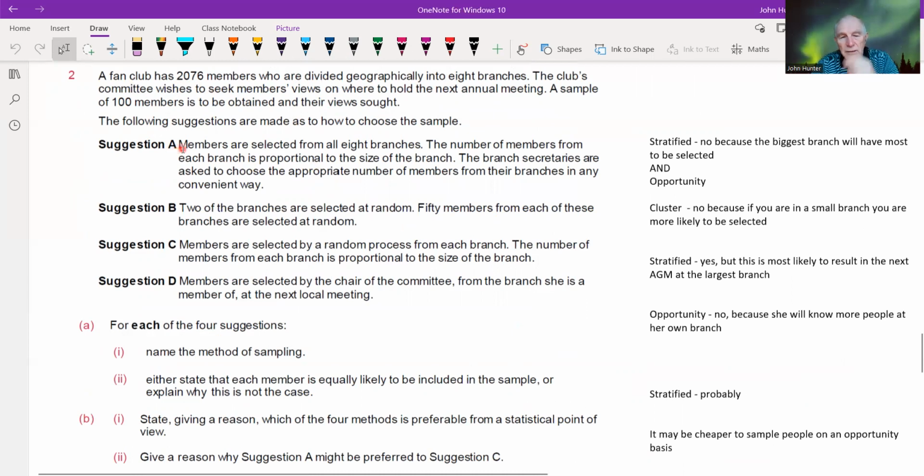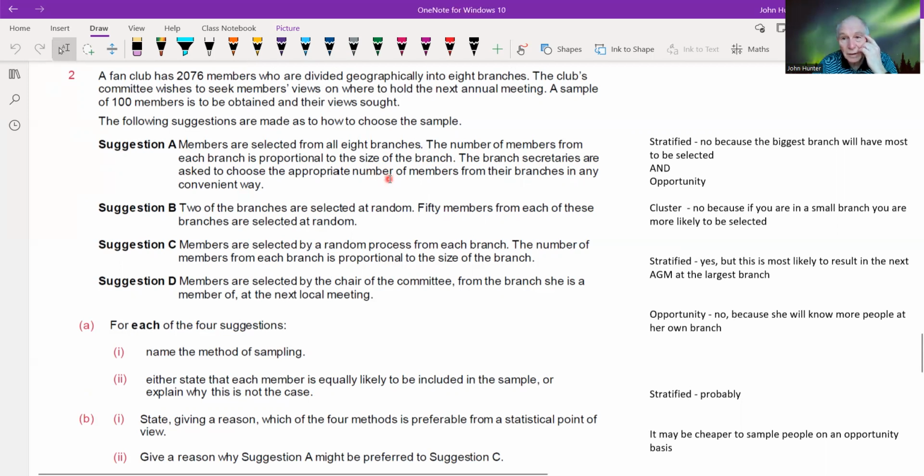Suggestion A, okay, have to think about this. Members are selected from all 8 branches. The number of members from each branch is proportional to the size of the branch. Okay, so this is stratified, isn't it? The branch secretaries are asked to choose the appropriate number of members from their branches in any convenient way. So they're given the appropriate number, because that's decided on the size of the branches.